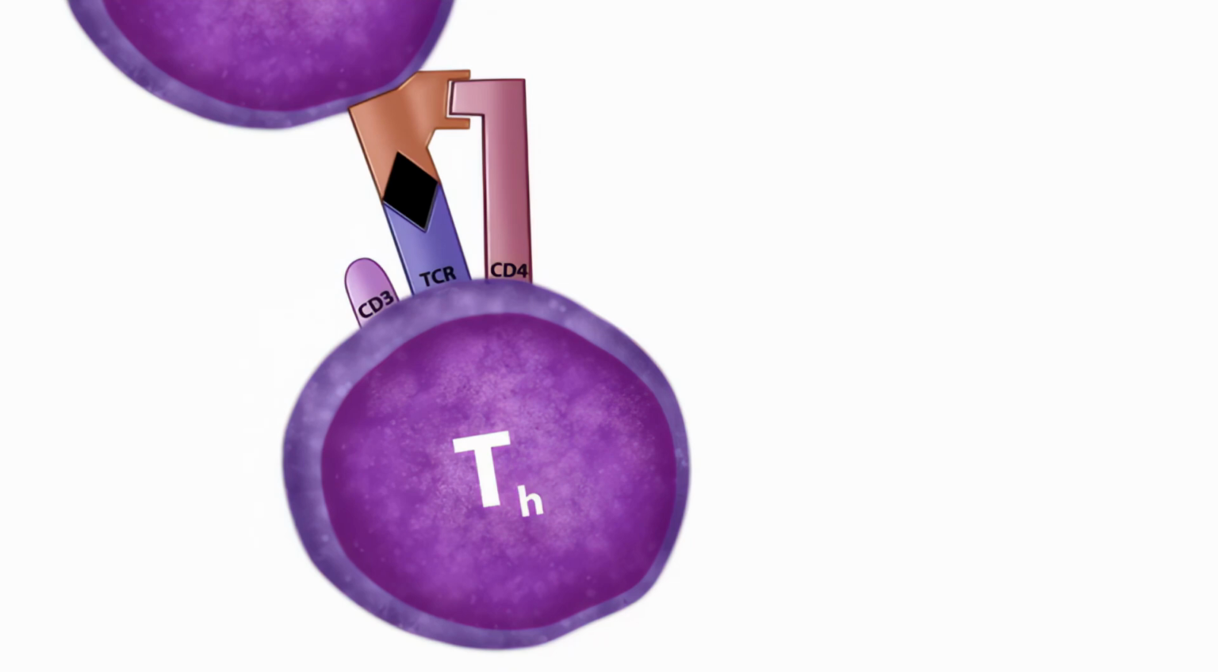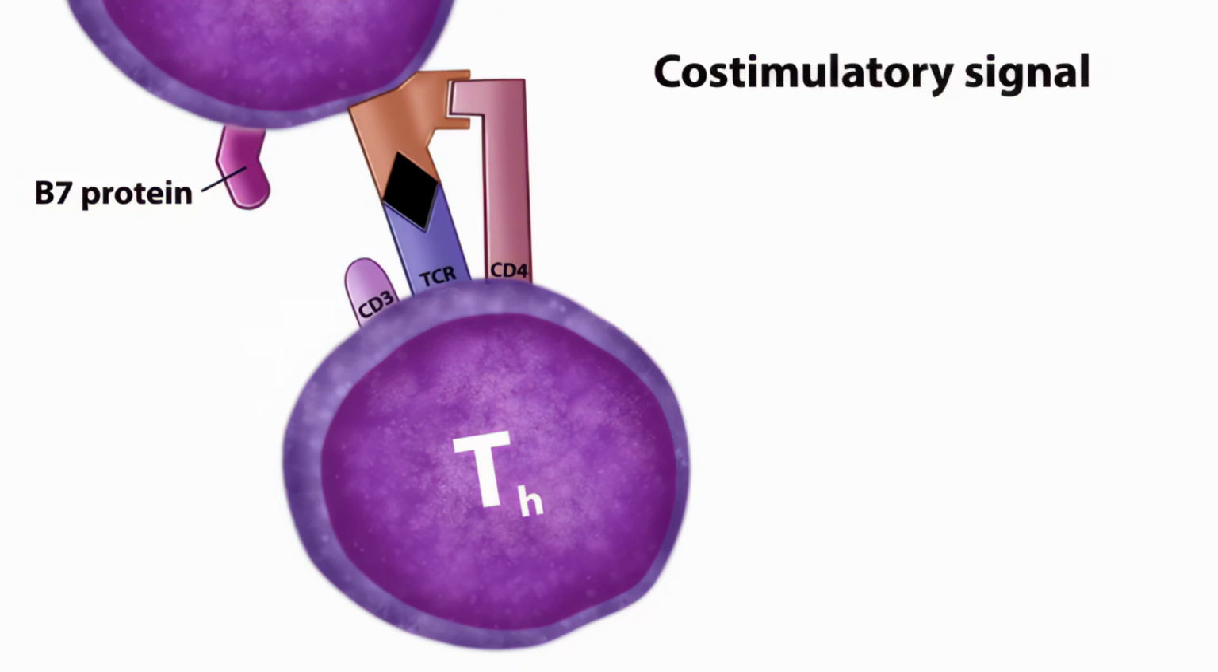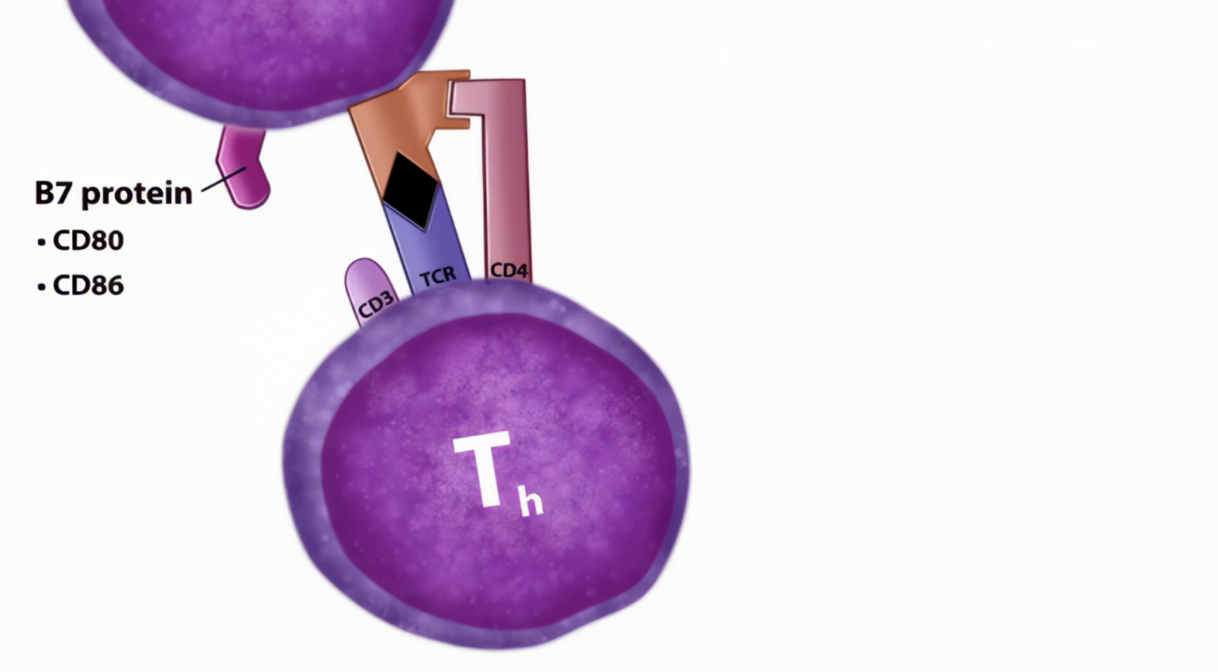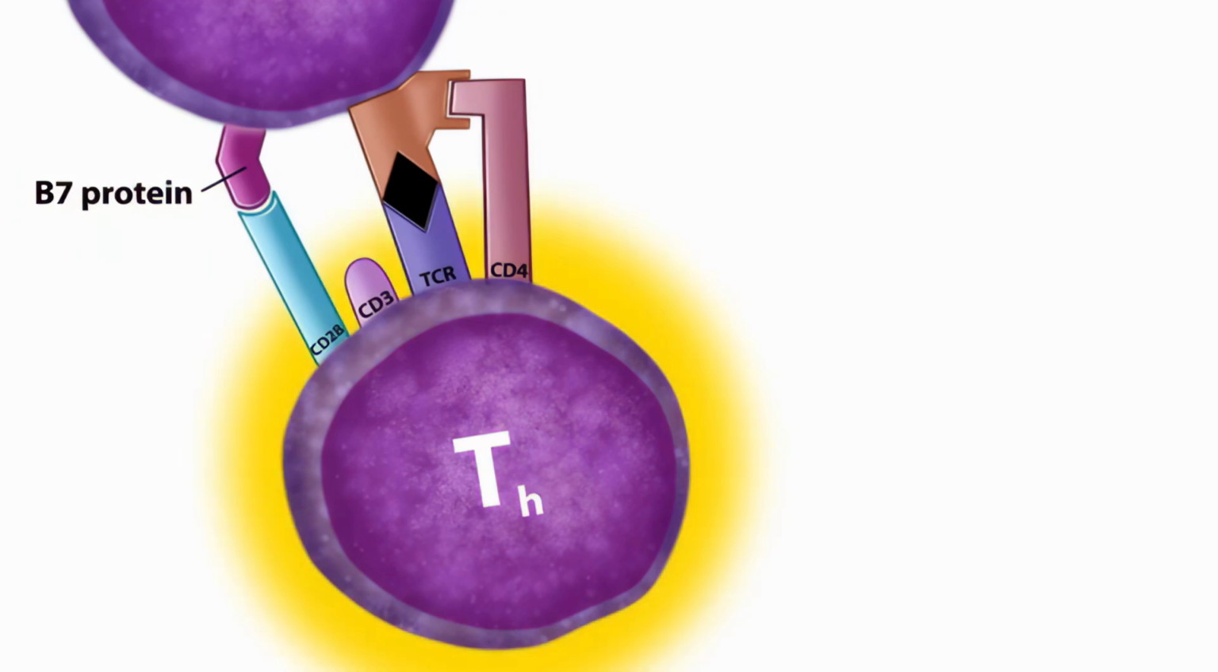And remember, we said that antigen presenting cells, like dendritic cells, also have a B7 protein on their surface. That's involved with the second signal, which is called the co-stimulatory signal. And remember that B7 is kind of a family name. The specific B7 protein can either be a CD80 or a CD86. But either way, that B7 protein on the APC will bind to a CD28 surface marker on the T cell, and that's going to activate the T helper cells to start producing cytokines.